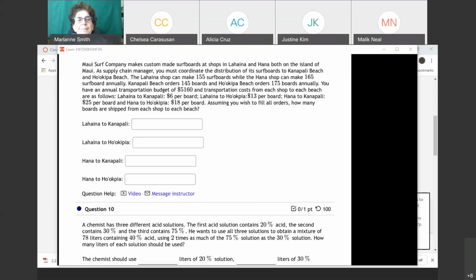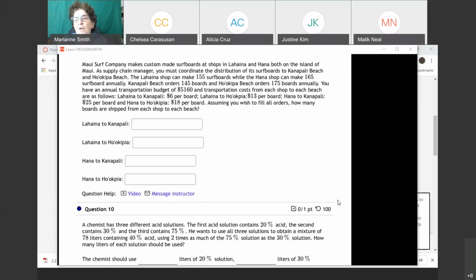Now notice, Lahaina to Kanapali is expensive. Lahaina to Ho'okipa is even more expensive. Okay, so different transportation costs because the beaches are in different places, right? Hana to Kanapali, 25, and Hana to Ho'okipa, 18. So you've got 4 different transportation costs.